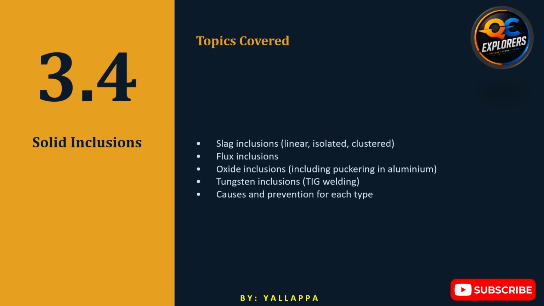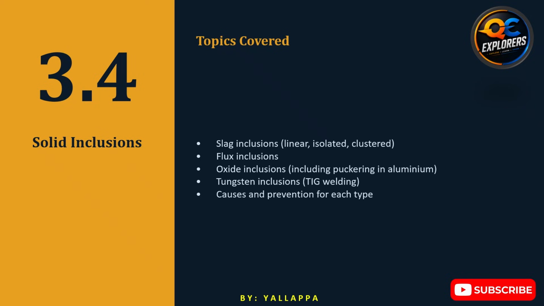We now move to the third major group, solid inclusions. A solid inclusion is a solid foreign substance that becomes trapped within the weld metal. The presentation covers slag inclusions, flux inclusions, oxide inclusions and metallic inclusions, particularly tungsten. The welding process has a major influence on the type of inclusion that can occur.